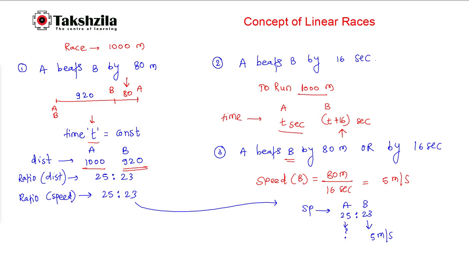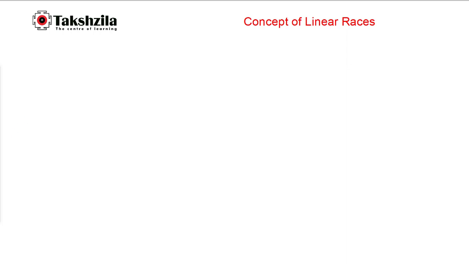So the speed of A. From this we can find the speed of A, which is equal to 25 into 5, 125 divided by 23 meters per second. 23 into 5 is 115, remainder is 10 divided by 23. This is the speed of A. This is how we can interpret these three statements. After this, there is one more statement. Let's have a look at that. Statement number 4.